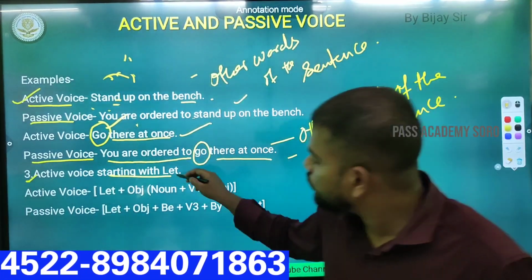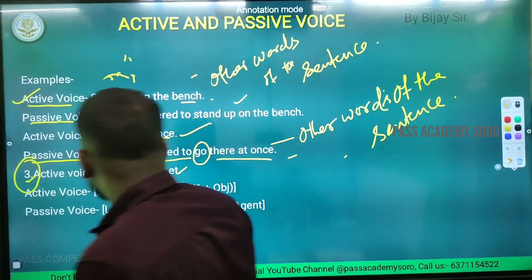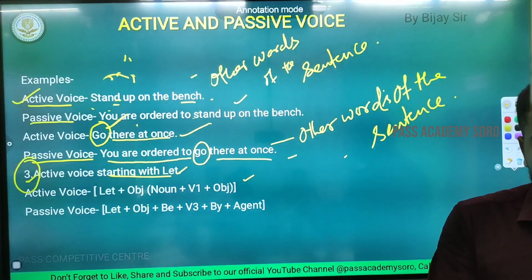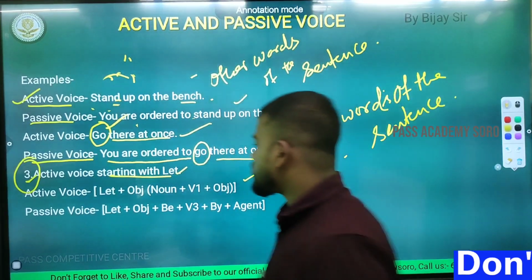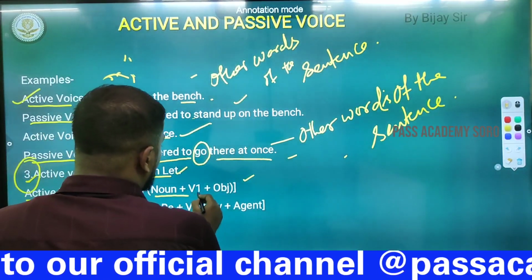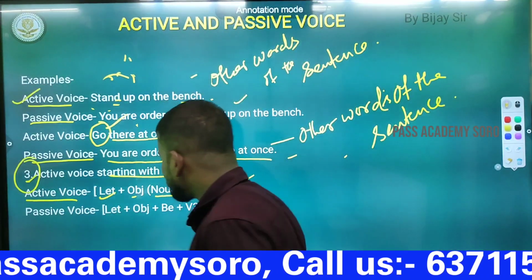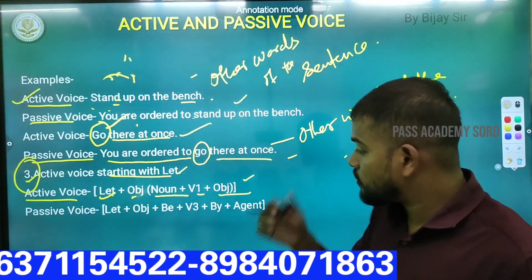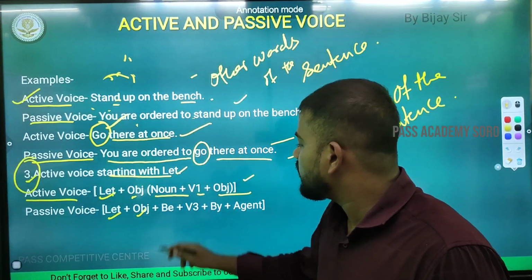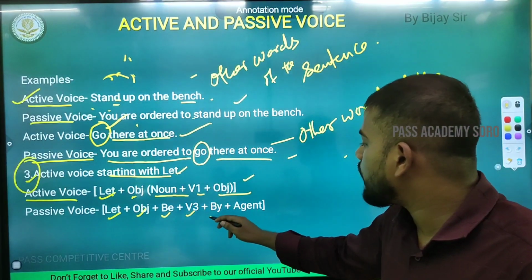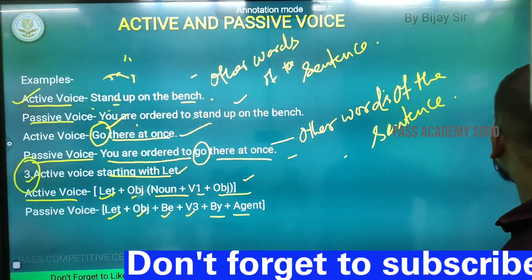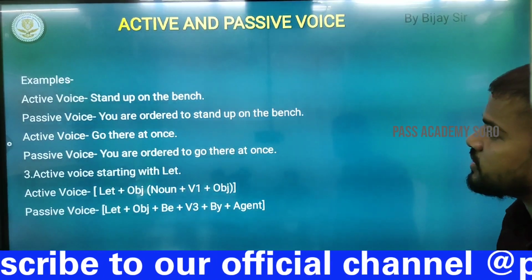So now rule 3, this one: how to change if an active voice begins with let? If there is already let, how to change? Dear student, our structure will be let plus object plus be plus v3 plus by plus agent. In passive voice we use let plus object, then we use be, then v3, then by plus agent. It means the remaining part of the sentence. So now come to the example, dear student. It will be easy to understand.